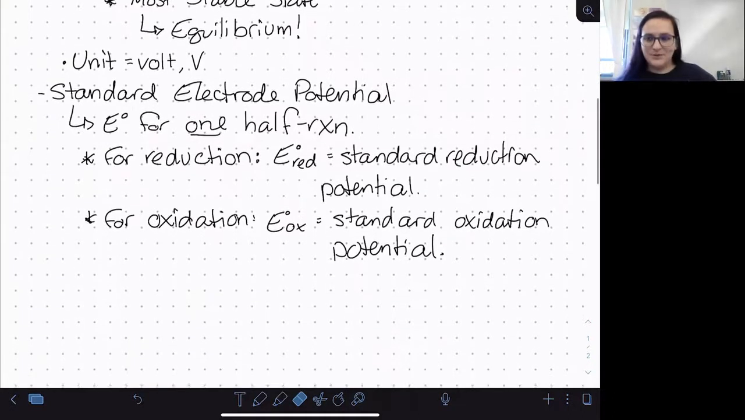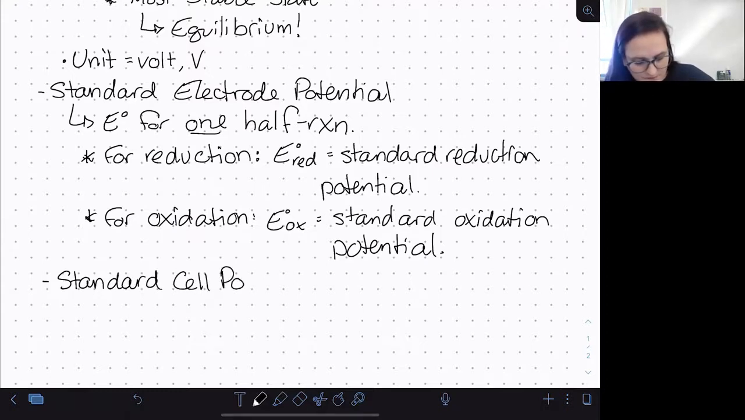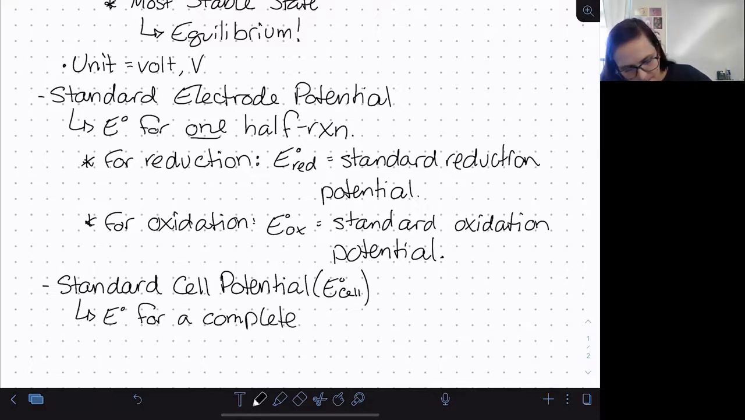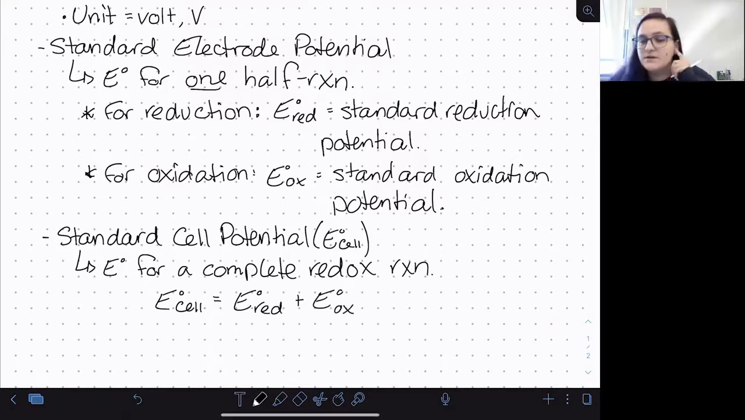So when you put a reduction and an oxidation together, we know that we get a redox reaction. And we can measure the potential for an entire reaction, which is usually what we're interested in, since that's what we're actually doing, a reduction and an oxidation together. We refer to that as the standard cell potential, which is symbolized E naught cell. This is the standard potential for a complete redox reaction, both half reactions combined. And conveniently, our cell potential is just equal to the reduction potential for the reduction half reaction plus the oxidation potential for the oxidation half reaction. So it's relatively easy and straightforward to calculate.